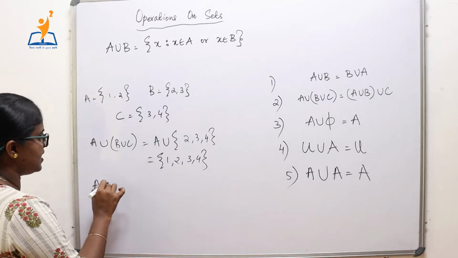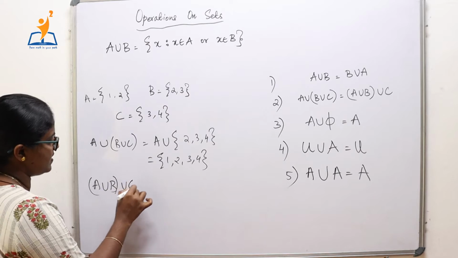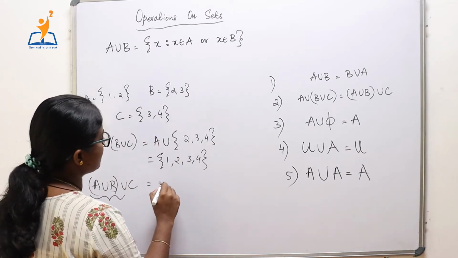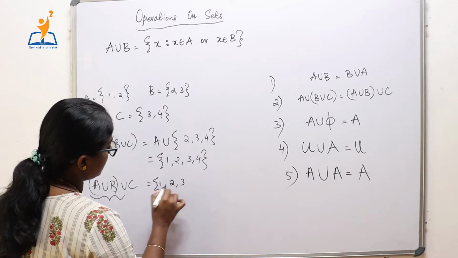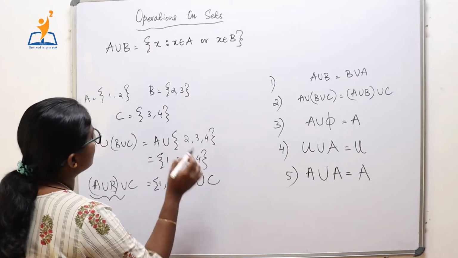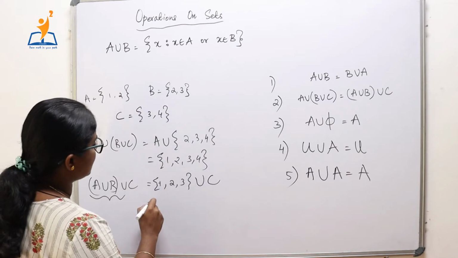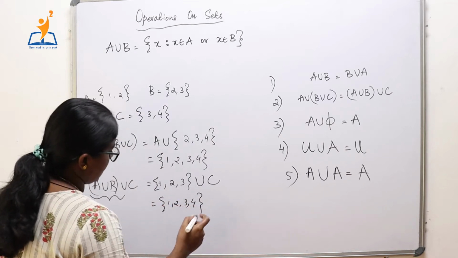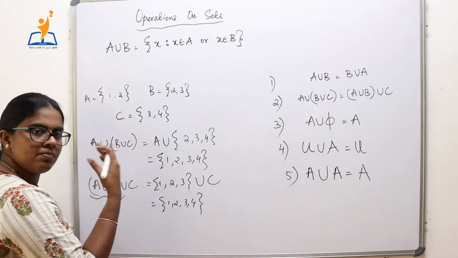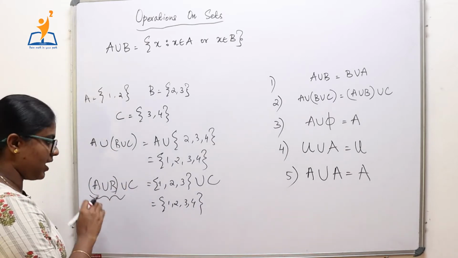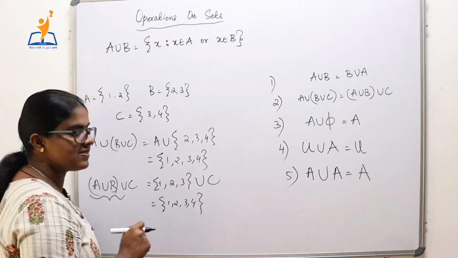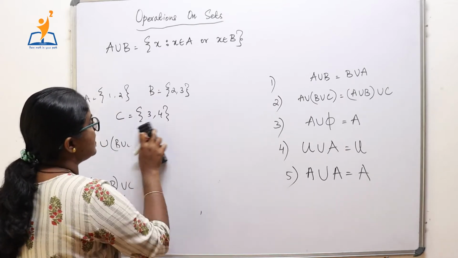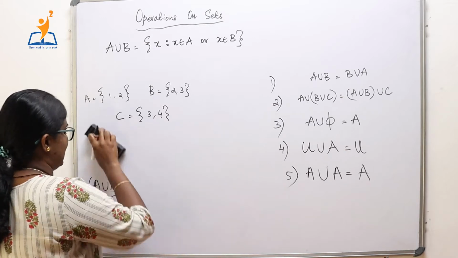Now we have to find (A union B) union C. So first we have to take A union B. A union B is nothing but {1, 2, 3} union C. What is {1, 2, 3} union C? That is again 1, 2, 3, 4. That is, A union (B union C) is equal to (A union B) union C. So the associative property is also true for the union of sets.